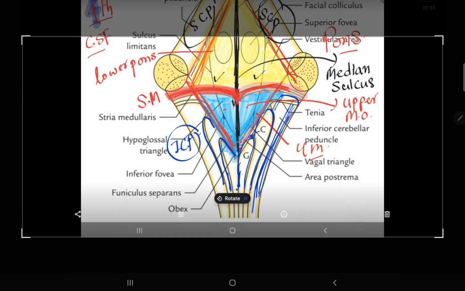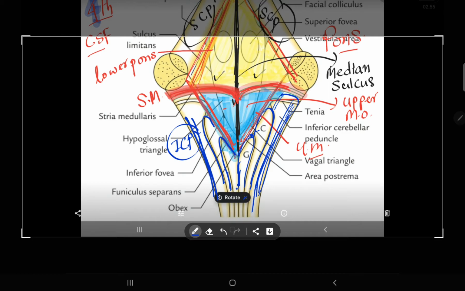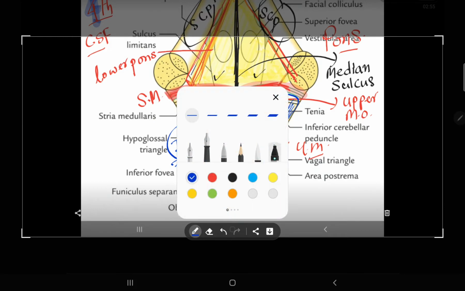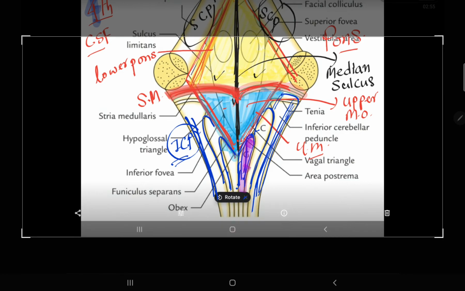This one I am marking with blue. This is your inferior cerebellar peduncle. So the superior lateral boundary is only formed by your superior cerebellar peduncle. But your inferior lateral boundary is not only formed by your inferior cerebellar peduncle. It is also formed by your gracilis tubercle. Here you can see the gracilis tubercle. I am highlighting it with this color, violet. This is the gracilis tubercle, on both sides.